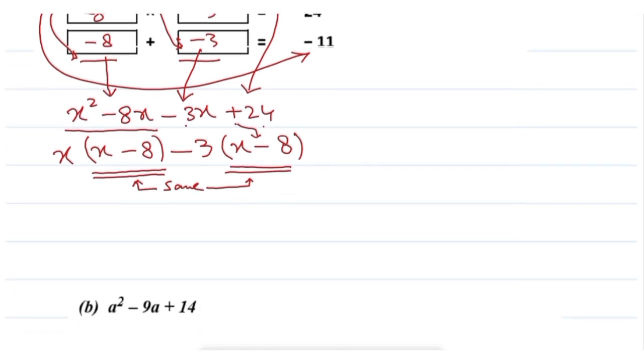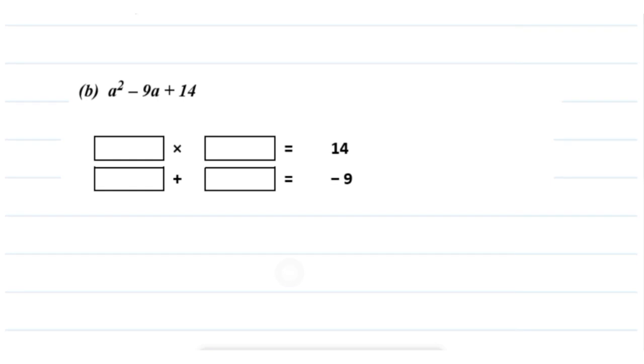So that's why now we'll be taking x minus 8, which is common in both of the terms. So the x minus 8 bracket is common. The remaining part in the first term is x, and the remaining part in the second one will be -3. And this is your factorization using mid-term break.